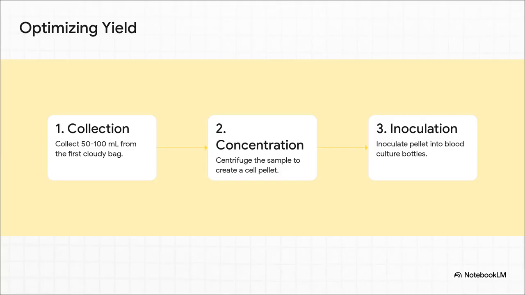So how do you make sure you stay below that 15% target? You follow the gold standard for processing. That's how. First, you aseptically collect a pretty large volume. We're talking 50 to 100 milliliters from the very first cloudy bag you see. Then, you concentrate that sample by spinning it down in a centrifuge to get a pellet. And finally, you take that concentrated pellet of cells and bacteria and you inoculate it directly into blood culture bottles. This method is the best practice, and it just dramatically boosts your chances of identifying the enemy.